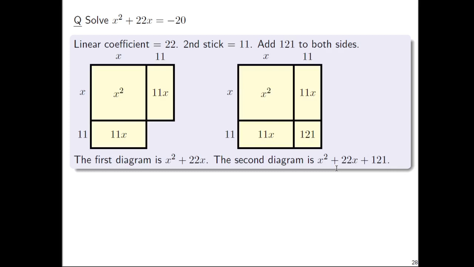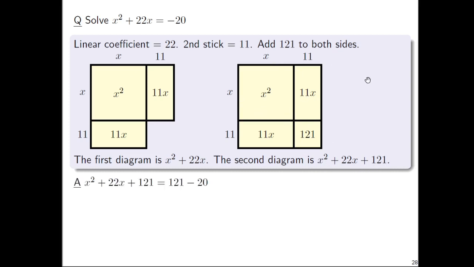Before doing that, actually, let's just draw the pictures again, just to help clarify that the original left side of x squared plus 22x can also be thought of as x squared plus 11x plus 11x. And that's not a perfect square. It's missing this little corner. It's like it's chipped off here, right? So how do we fill this in? It's got to be 11 times 11, or in other words, 121 here. This second picture is that completed square. It's x squared plus 22x plus 121.